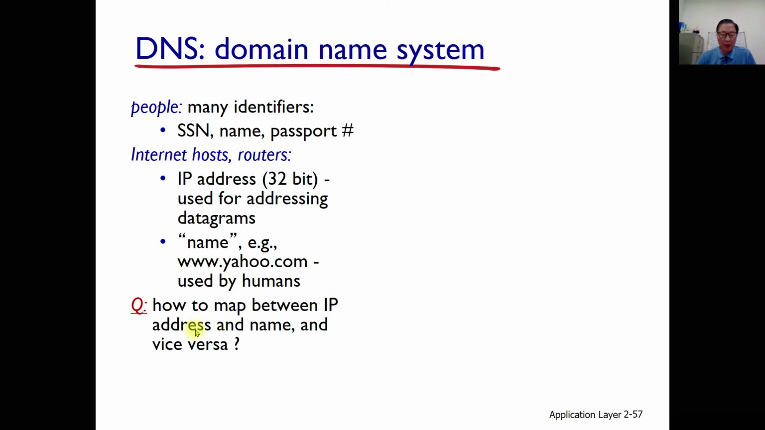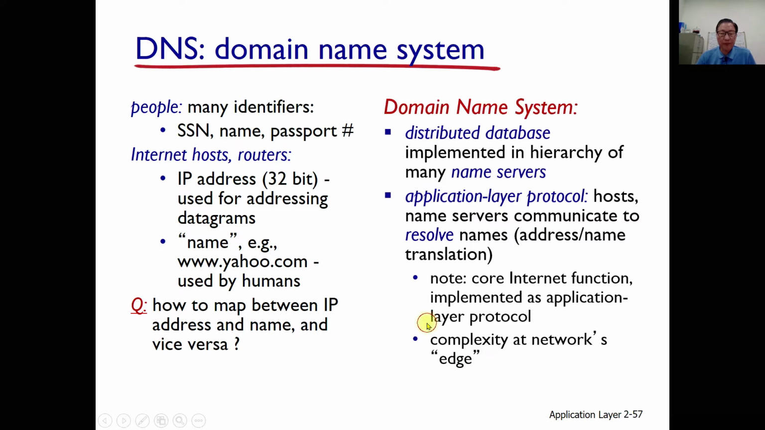Then how do we map between IP address and name, and vice versa? The following slide is explaining that. Okay, the domain name system is a kind of database, and it is a distributed database because it is spread across the world, implemented in a hierarchy of many name servers, and it belongs to the application layer. Thus, DNS is a kind of application layer protocol. Hosts and name servers communicate to resolve names. Even if your smartphone is interacting with the name server, finally you will get the proper IP address for that specific domain name. After that, we can send IP datagrams and packets.